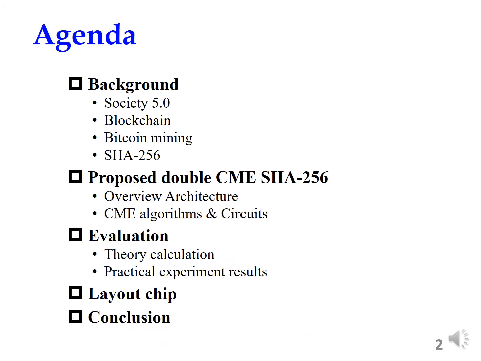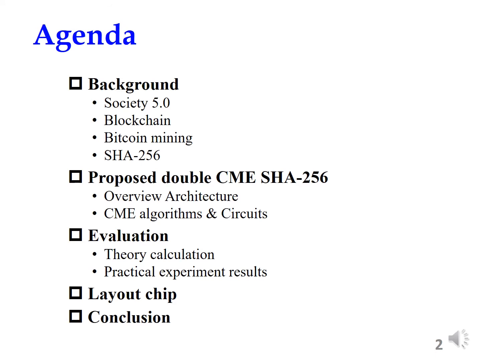And this is the agenda, which includes the research background, the proposed work, evaluation, layout chip, conclusion, and future work. In the background, we briefly explain Society 5.0, blockchain technology, Bitcoin mining, and SHA-256. We spend quite a lot of time on the background because we think it is important, and we hope to bring you a sufficient overview about this research field.